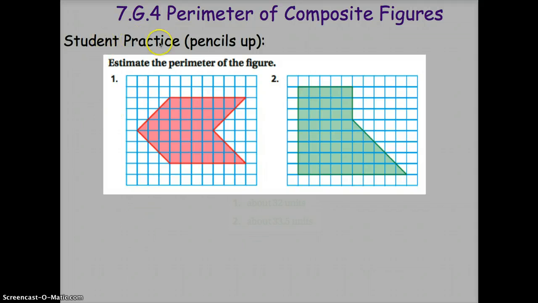Okay, so let's go ahead and get to our student practice. Go ahead and estimate the perimeter of these figures. Remember the straight sides are each 1 unit, the diagonals are each 1.5. Go ahead and press pause and press play when you're ready to see the results.